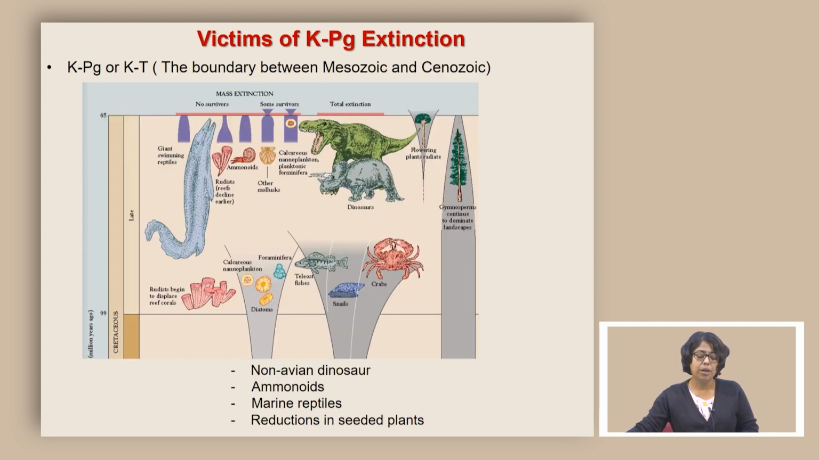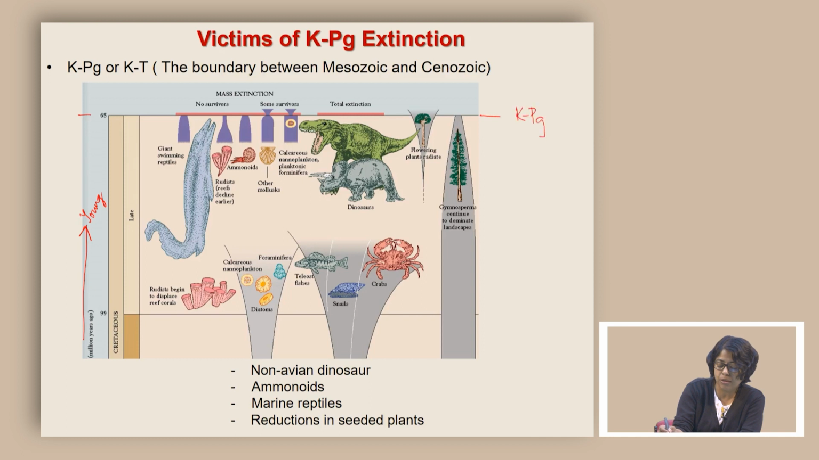So, let us now try to understand which were the group which got wiped out at this particular boundary. And what we see that there are many groups which we are familiar with actually got wiped out in this boundary. So, as we are looking at this particular plot, the time is going towards younger age as we are going up, and this particular line corresponds to KPG. The part above is the PG and the part below is the K.